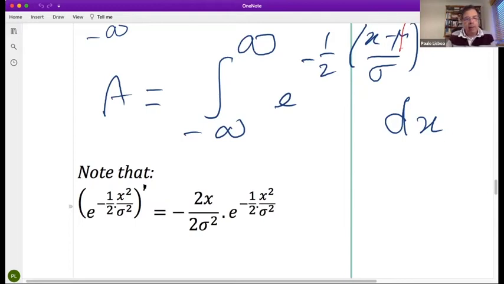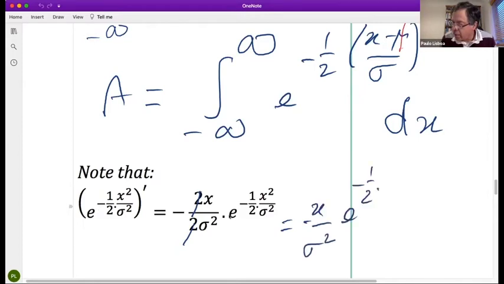Differentiate, that's my dash there. Then what you get is minus a half. When you differentiate, you first differentiate what's inside the argument. That's the chain rule. So you get minus a half times 2x over sigma squared, which is this. And because you're differentiating the exponential as well, the exponential gives back itself. So what you get is minus x over sigma squared times the exponential of minus a half times x squared over sigma squared.